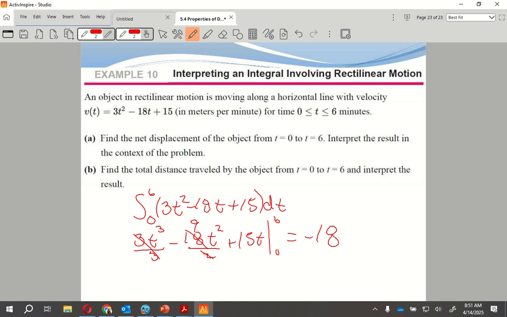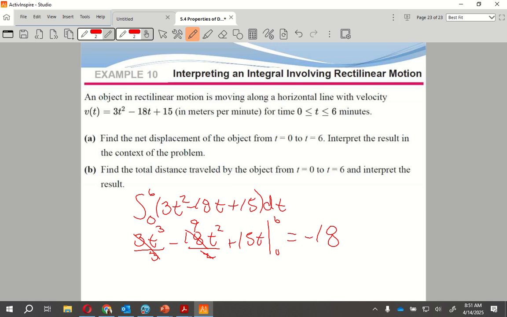Backwards. In rectilinear motion, right is forward, left is backwards. So I am going left 18 units. That's where I ended up. So did I only travel 18 units? Maybe, I don't know. But now let's do the next one, which is actually the total distance.